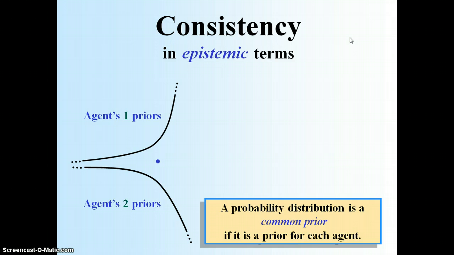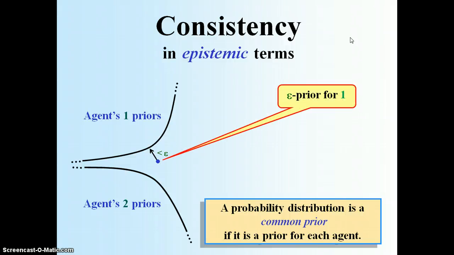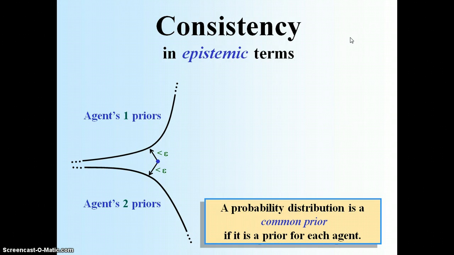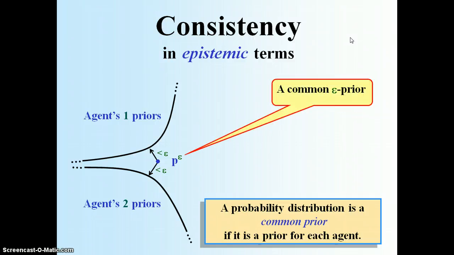Consider now this probability distribution, which is in neither agent 1's nor agent 2's set of priors. But suppose that the distance of this probability distribution from the set of priors of agent 1 is no more than epsilon. Then we can call it an epsilon prior for 1. It's not a prior, but approximates a prior by epsilon. It happens that this point is also an epsilon prior for 2. And therefore, this probability distribution, which we denote now by p epsilon, is a common epsilon prior.